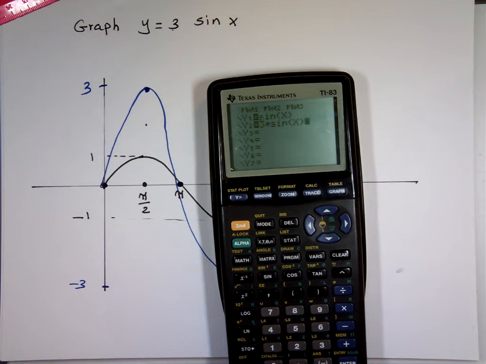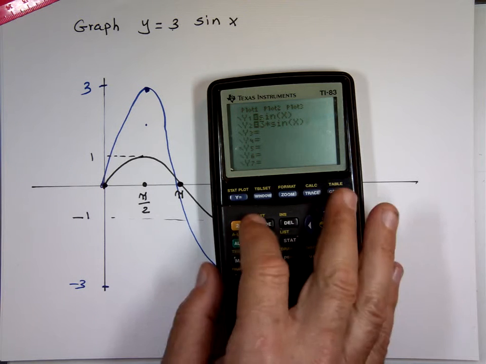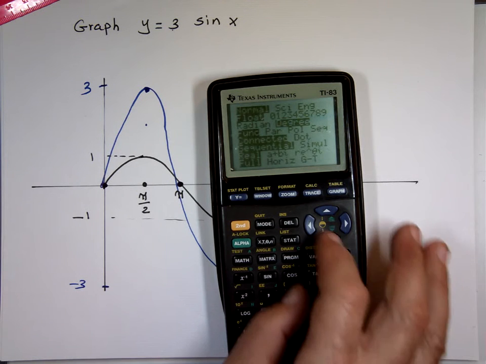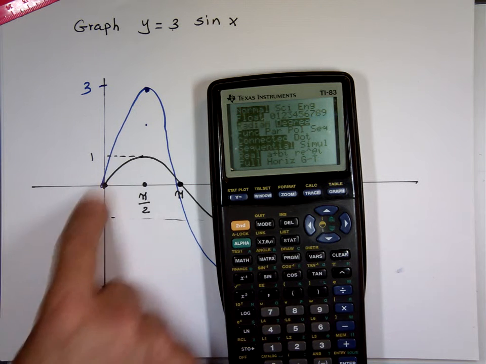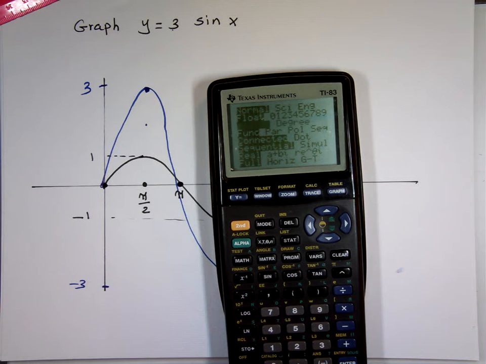The one thing I forgot to do: I think I'm in degree mode. Let me check my mode first. Yes, I have to change it to radian. I'm graphing in radian, right? So I'm in radian now.